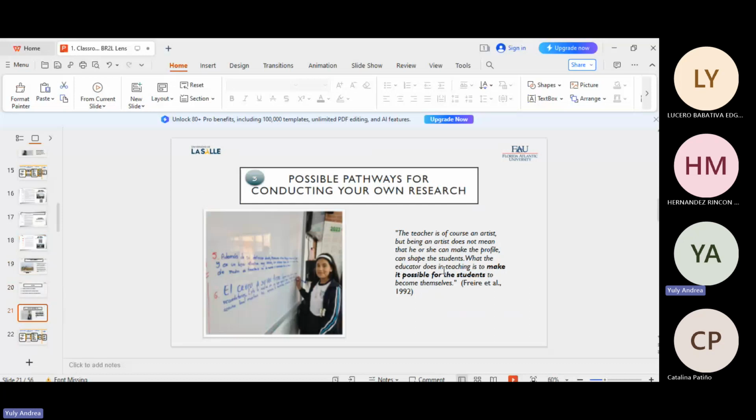Specifically because genre-based pedagogy is a calling for justice, especially for the more vulnerable ones. There is a quote from Freire that I want to share with you: the teacher is of course an artist, but being an artist doesn't mean that he or she can shape the students.